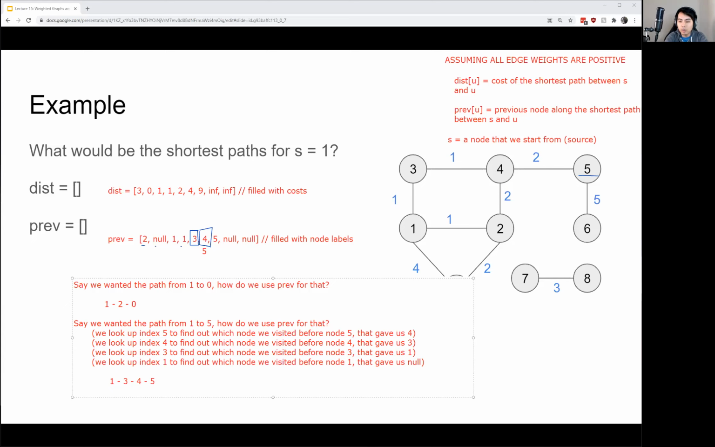We stop when there's a null before the first. In this case, we're stopping when we reach a null because that indicates that we've reached the beginning of our path, right? Because we're explicitly saying that null either represents that we can't get to that node or that this is the first node that we started at, right? Index 1 has no previous node because that's the node we start at, which is why this is null.